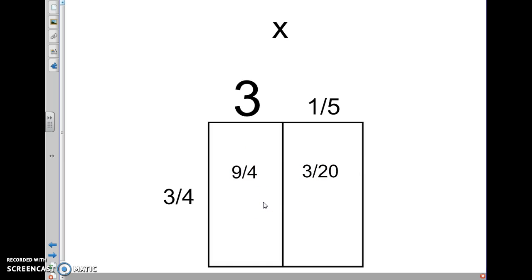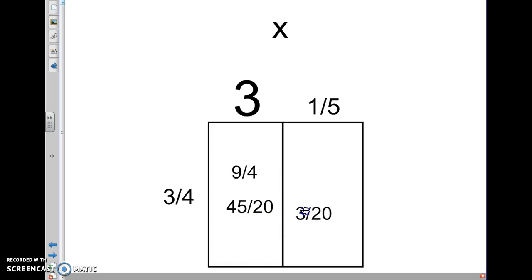What is the lowest common multiple of 4 and 20? Hopefully you recognize that 20 is a multiple of 4. Obviously, every number is a multiple of itself, so 20 is a multiple of 20, and 20 is also a multiple of 4. So the 3/20, I'm going to leave the way it is. The 9/4, I'm going to change to 20. I have to change this 4 to 20 by multiplying by 5, which means I have to multiply the numerator by 5 as well. So that's going to give me 45/20. And then I'm just putting those together.